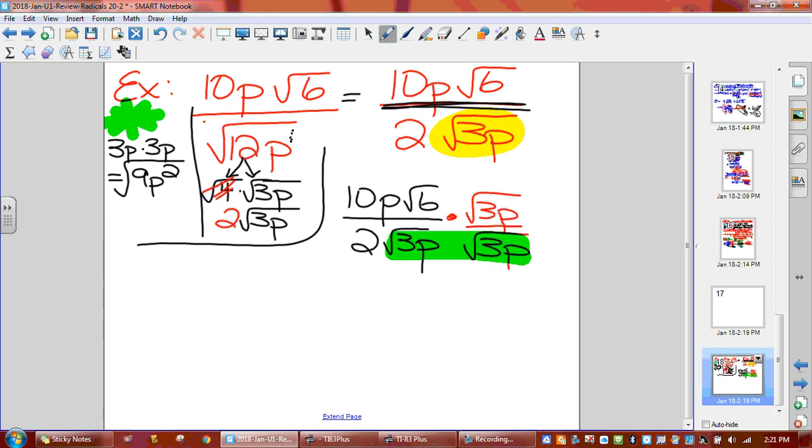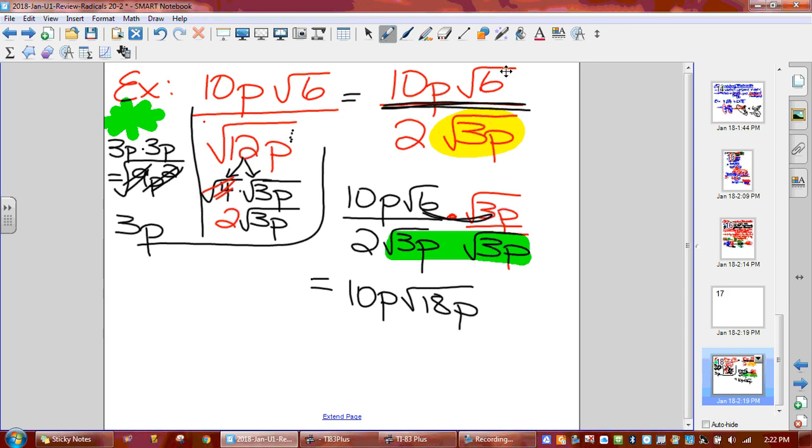So our next step then is 10P root 18P, because I'm multiplying these, all on top of 2 times 3P. Okay, I'll give you a minute to write that down. Okay, so now, on the bottom, this is going to become a 6. So, that's what we ended up with.